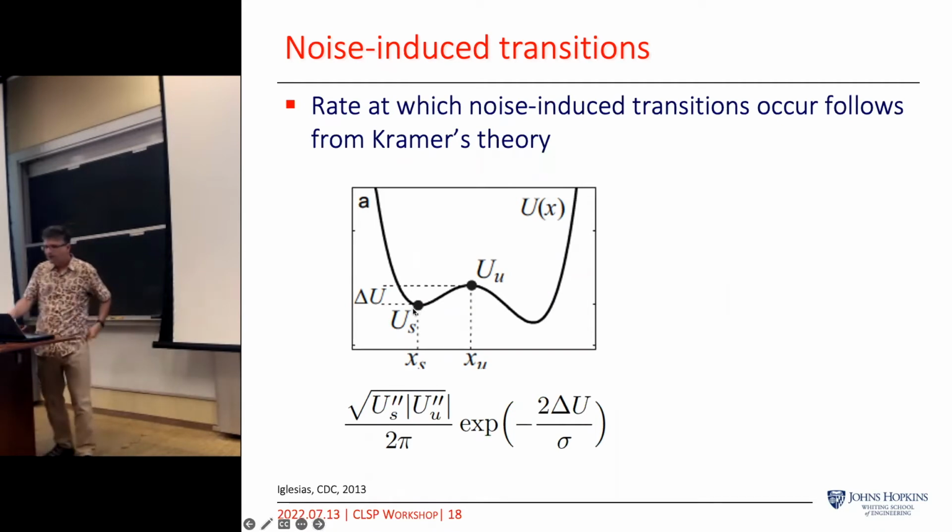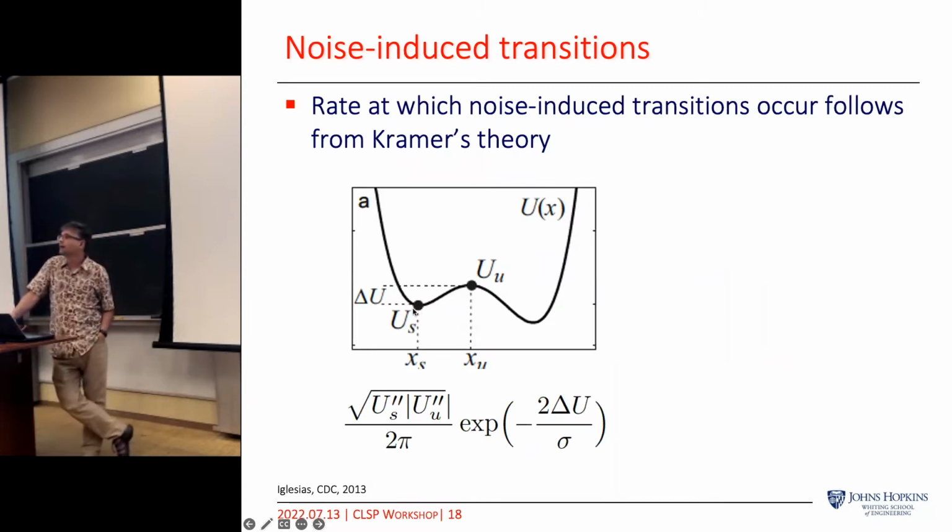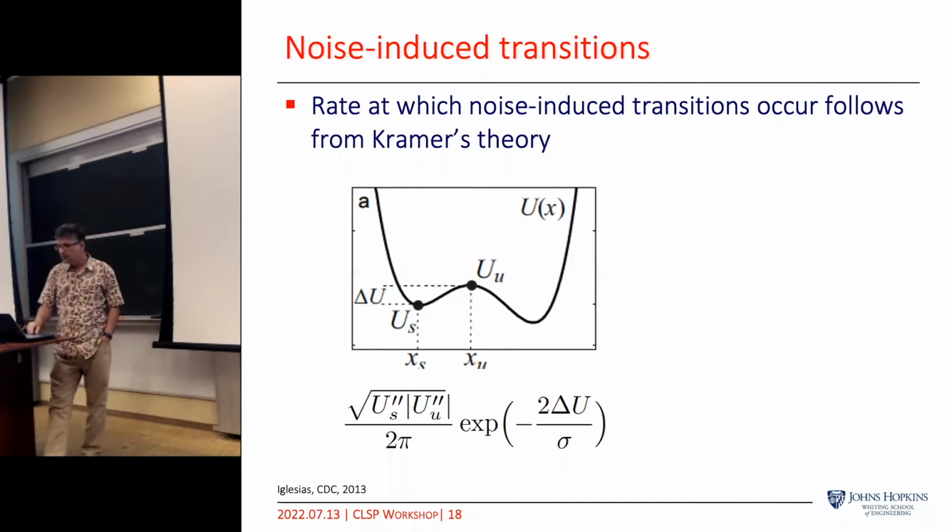Now, a famous theory from Kramers argues how often, if you add noise to this, you're going to cross the threshold and move to the other well. Basically the equation is given by that. It depends on the second derivative at the bottom of the well and at the top of the well, but primarily it depends on two things, or more accurately, the ratio of two things.